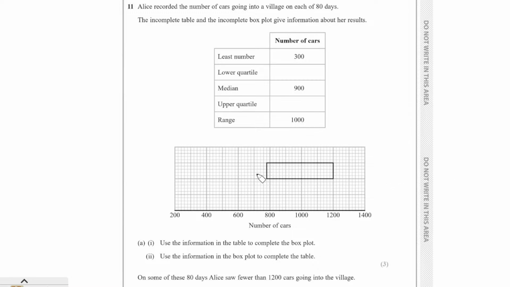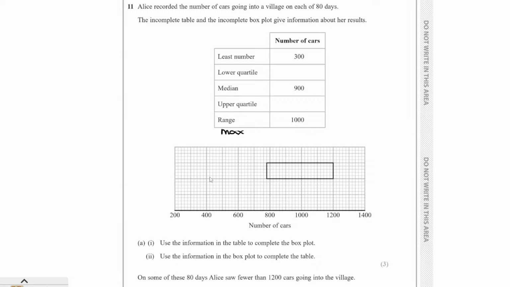As you can see, they've currently drawn 2 of them. And in this list here, we've got the least number, the lower quartile, the median, upper quartile. The only one we're missing is this would normally be the greatest number or the maximum, wouldn't it? They've given us the range instead. So those 5 things you need to know: least, lower quartile, median, upper quartile, max, or greatest.